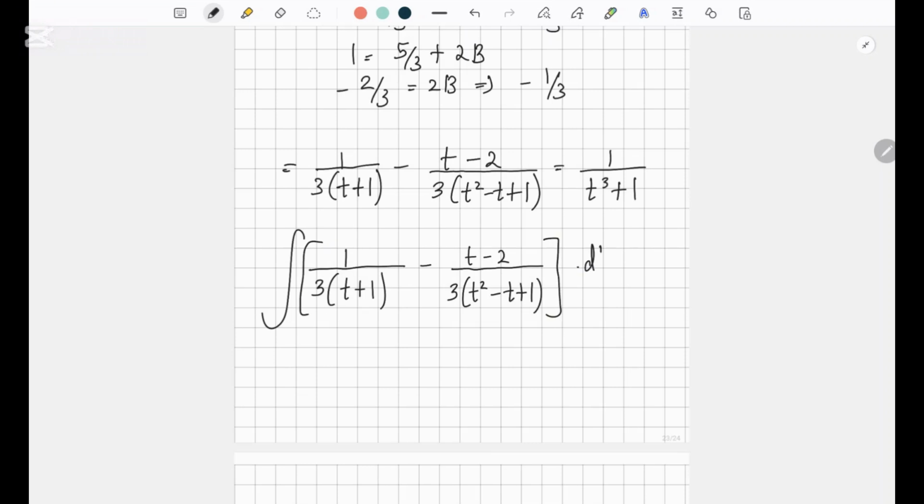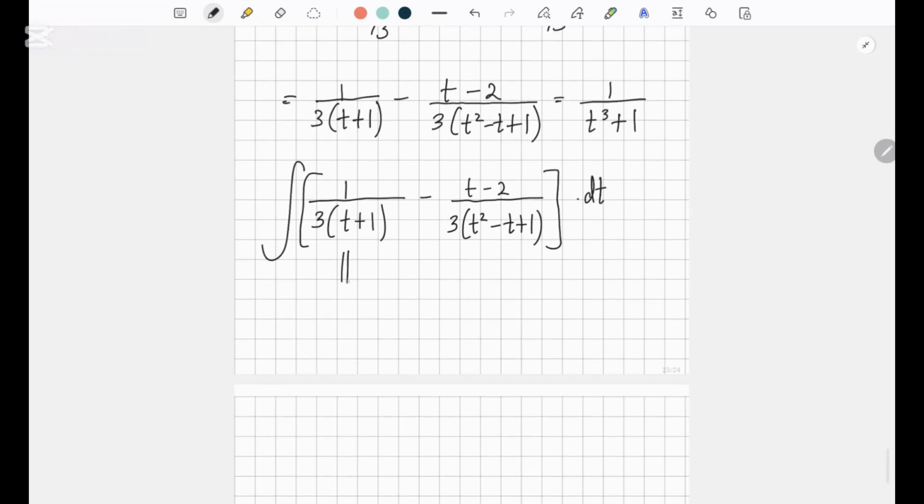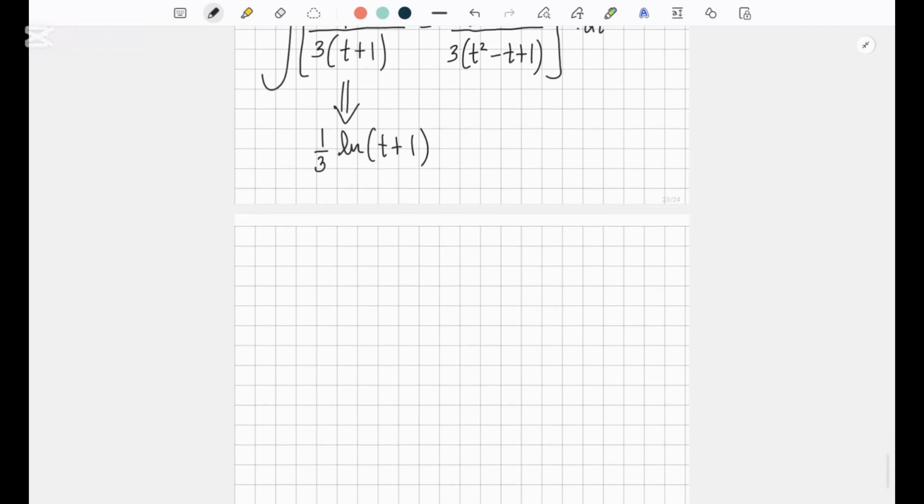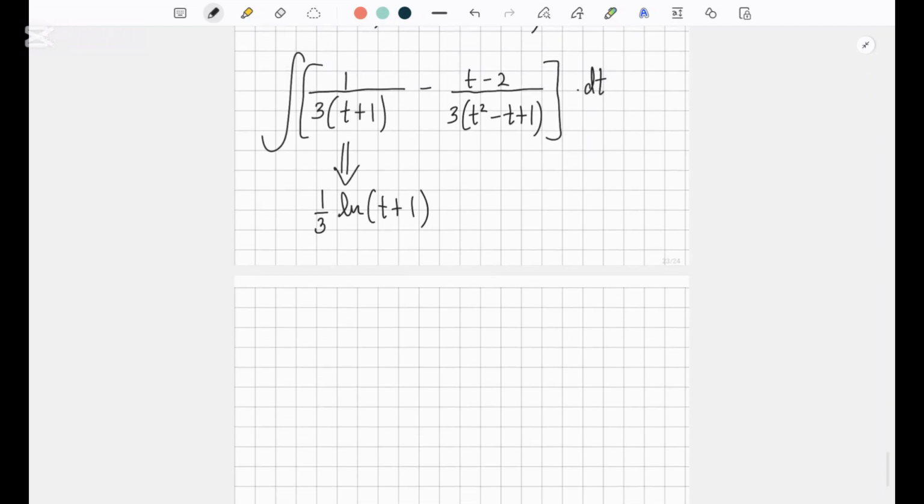dt. Now how do you integrate the fraction we have on the left side? Easy, right? 1 over 3 into ln t plus 1. Yeah, okay, so that's that. Now let's go on to the integral on the right side. Let's leave the minus for now. Let's just focus on t minus 2 over 3 into t squared minus t plus 1 dt.